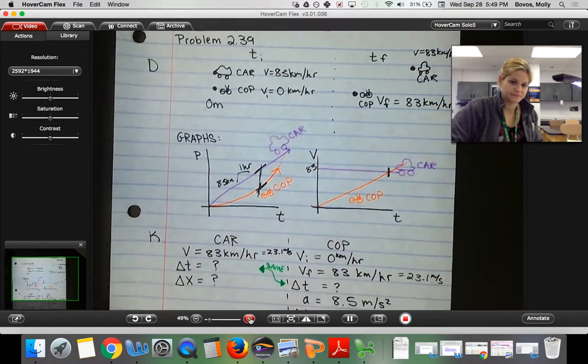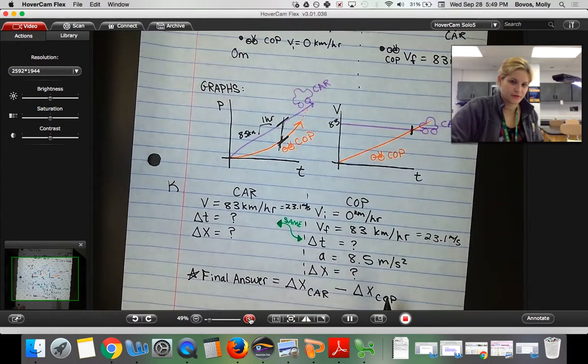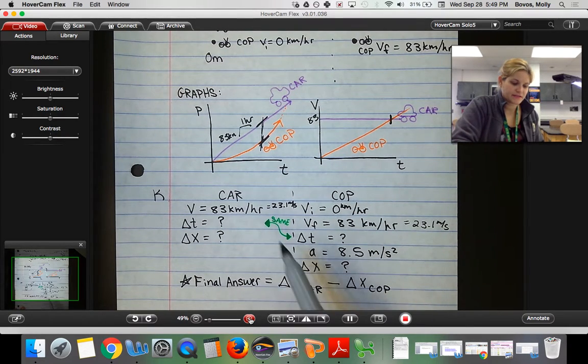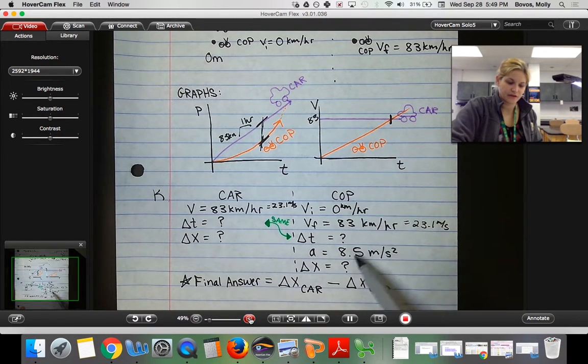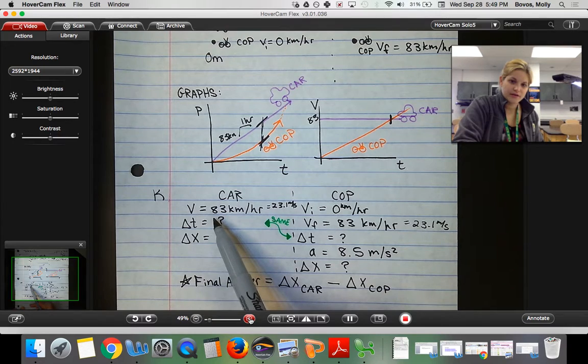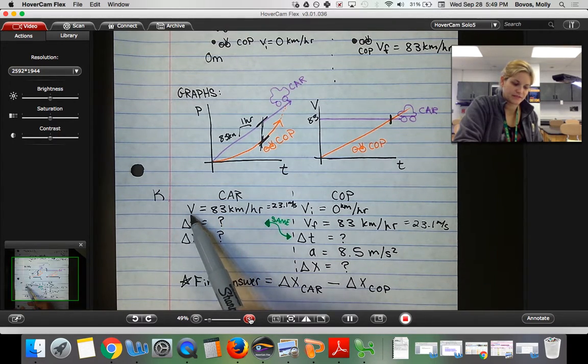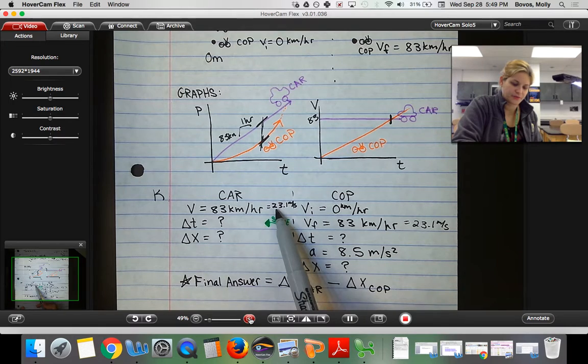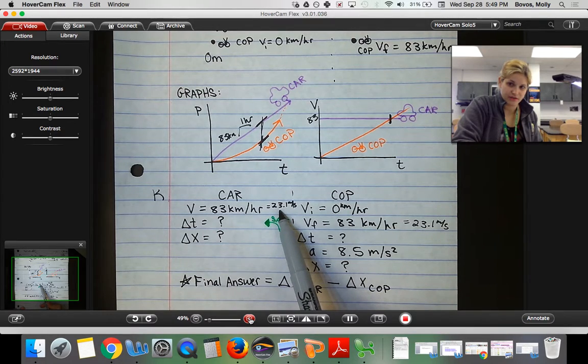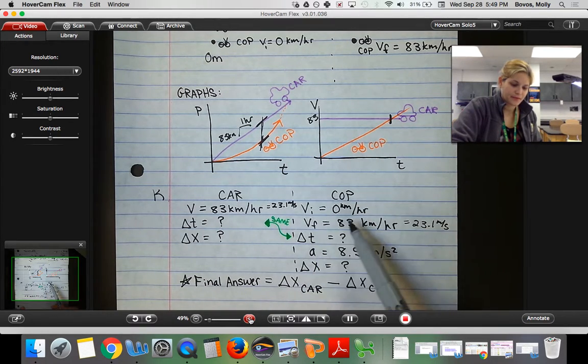Okay, now then, knowns and unknowns. I listed my knowns for the car and my knowns for the cop. For the car going at a constant velocity, I'm just going to be listing velocity, change in time, and change in position. I went ahead and converted 83 kilometers per hour to meters per second. You guys should know how to do that. I expect that you'll show me that you've done that on your assignment.